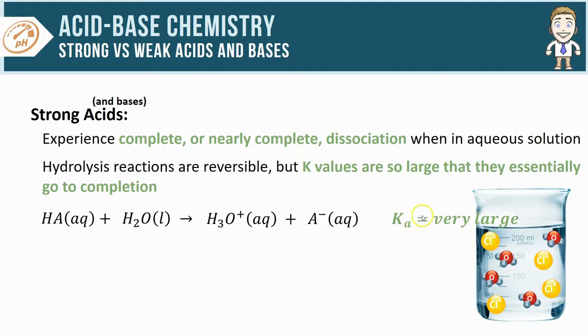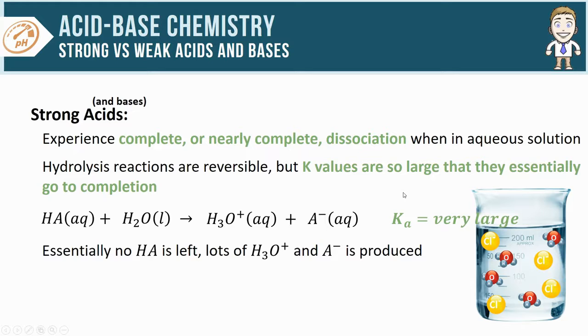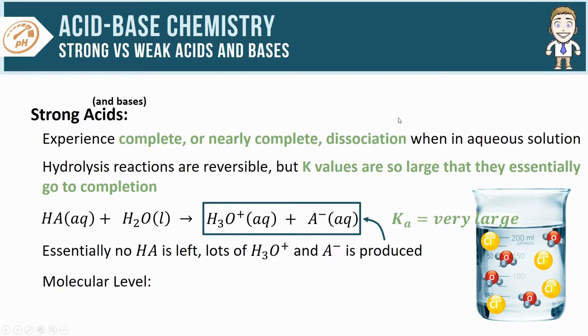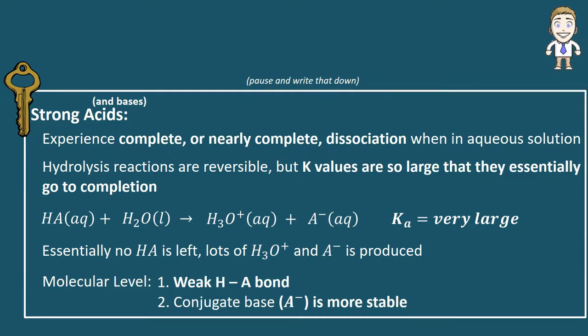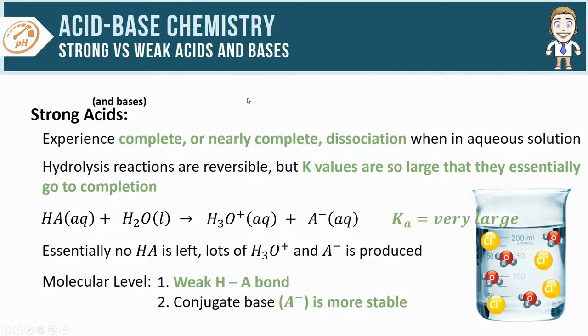And the point of that very, very, very large K value, and what that tells us again, is that there's essentially no HA left. It's all dissociated and turned into H3O+ and A-. On a molecular level, what's really happening here is you've got a pretty weak bond between that hydrogen and the rest of the acid, so it's very easy for it to break off, so most of them, and all of them, do. Another way to think about it is that the conjugate base, that A-, is the more stable form. These make up some of the key ideas for this video. Make sure to pause and take some time, write those down.